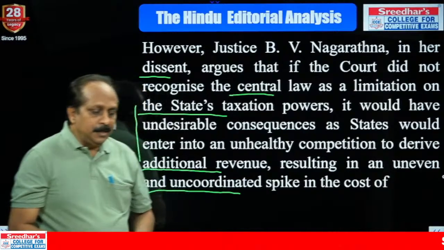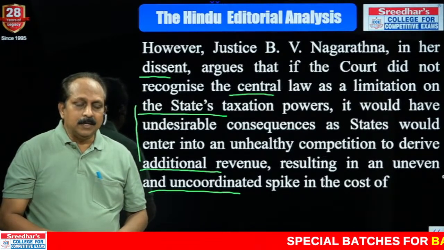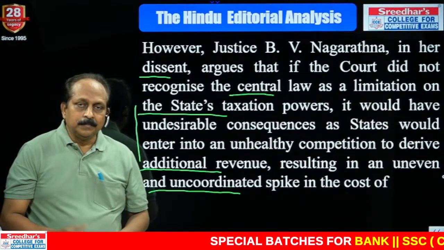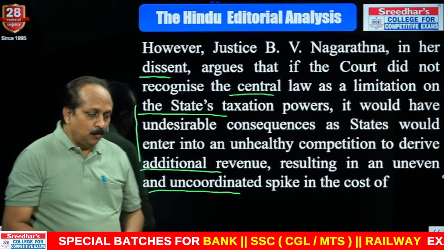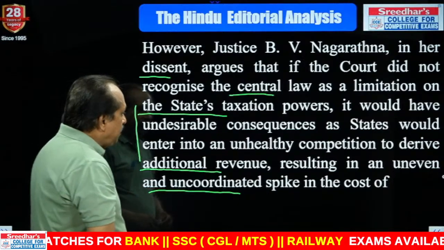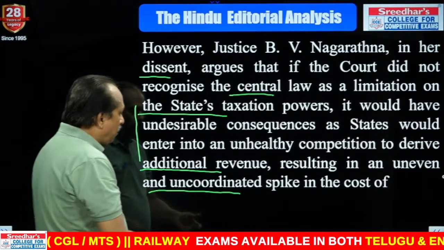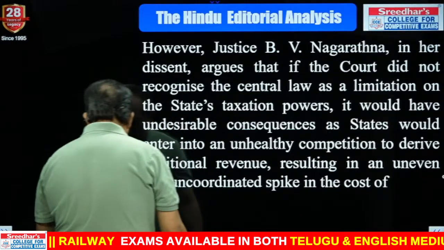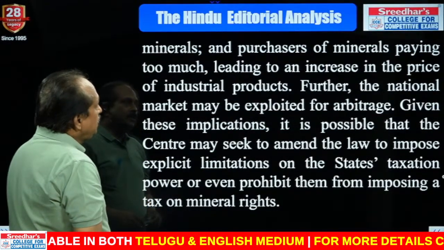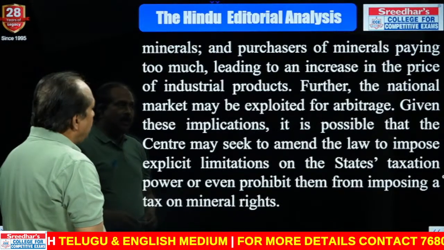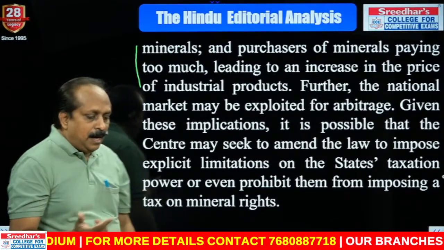Her apprehension: if the court does not consider the limitation aspect, what happens? The states get the right to impose taxes. This in turn may result in unhealthy competition. Why? Resulting in an uneven and uncoordinated spike in the cost. The cost may go up. Minerals and purchases of minerals paying too much, leading to an increase in the price of industrial products. It's like a chain reaction.